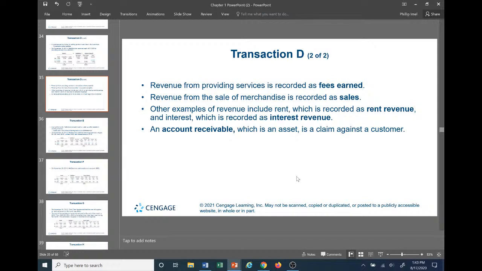This is an asset, and it's a claim against the customer. On the flip side of accounts payable, which is something a firm owes to a supplier, or someone who has supplied us with a good or service that we've ordered on account, so we still have to pay it, an account receivable is on the other end. So we have a receivable from a company.